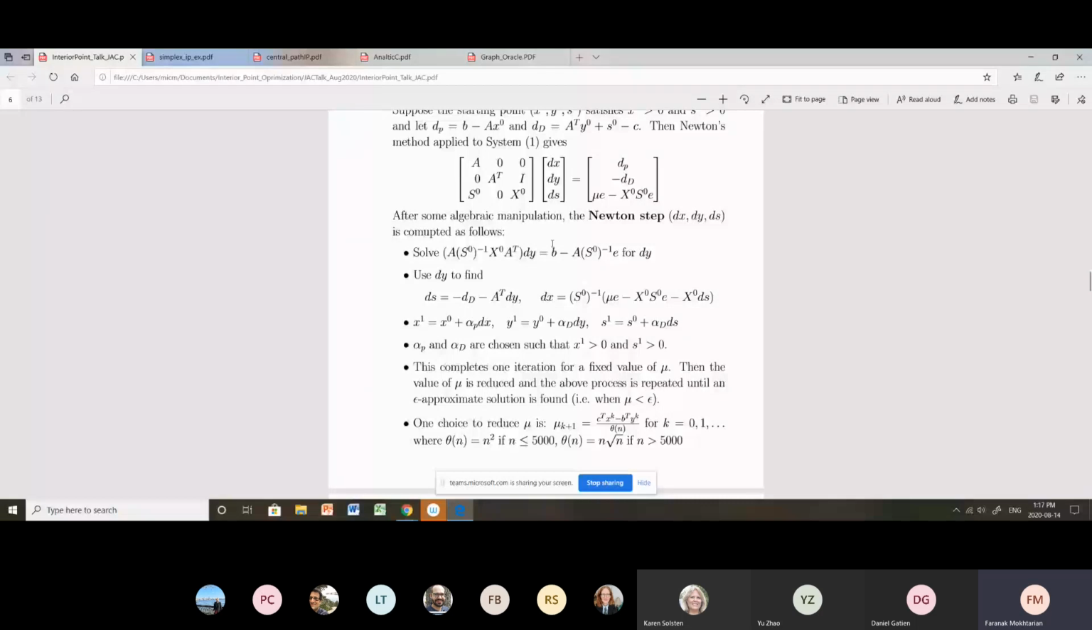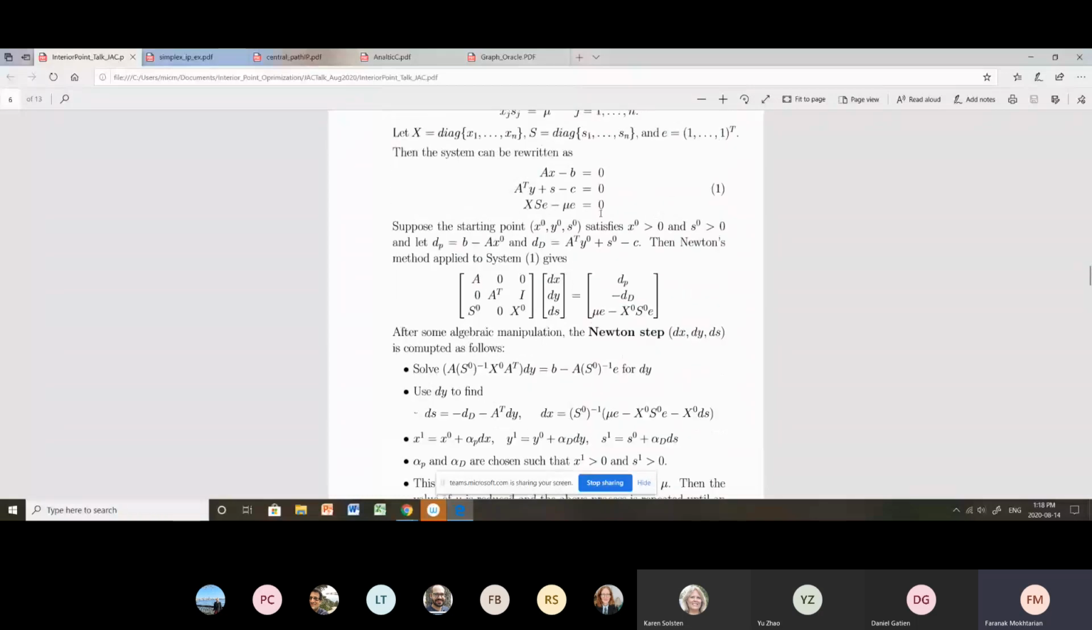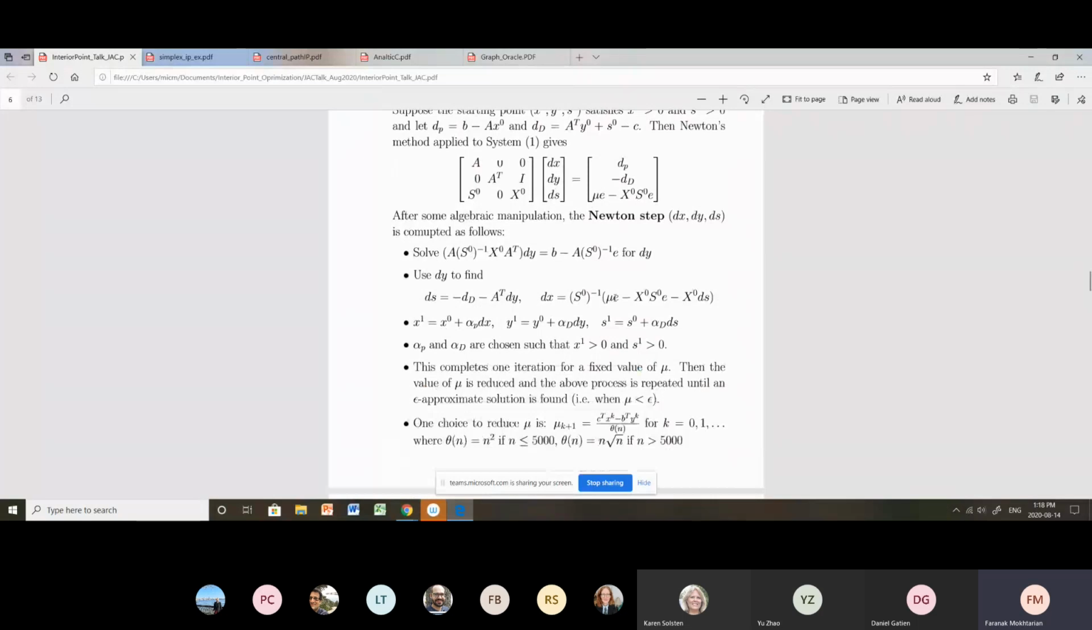So once we have calculated the Newton step, the next iterate is calculated taking steps in dx, dy, and ds. And they are chosen such that x1 and s1 remain positive. Again, there are many papers written on how to choose these efficiently so the algorithm converges faster and faster. So this is one iteration of the algorithm. We start from a point, we apply one Newton step, and we find the next iterate.